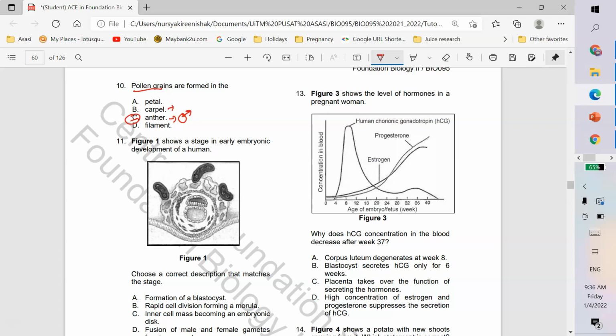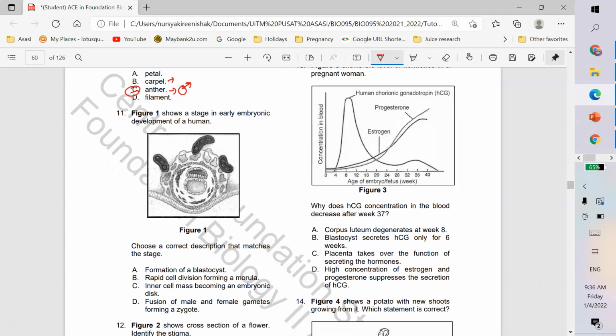Number 11, figure 1 shows a stage in early embryonic development of a human. Choose a correct description that matches the stage. The answer is C, inner cell mass becoming an embryonic disc. Okay, so that is the correct answer. So dalam stage ni, embryo tu kita panggil dia sebagai apa ya?